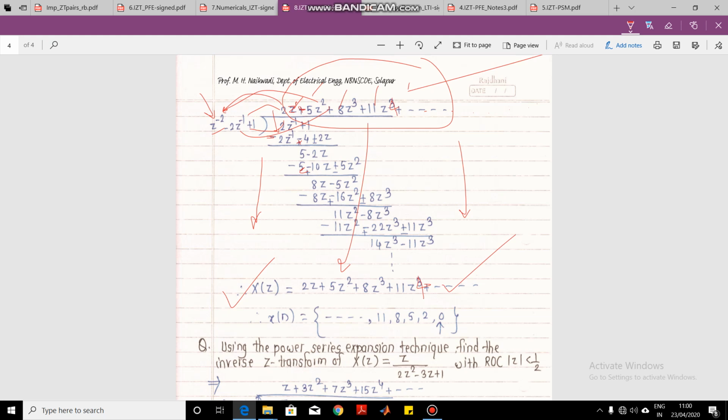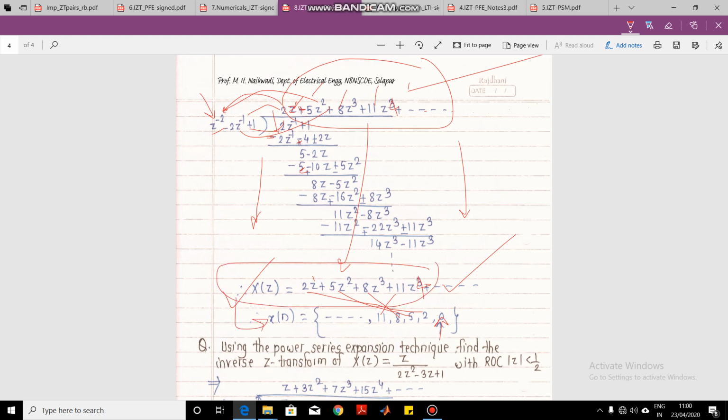So our fourth coefficient, starting from here 0. First is z raised to 1, so 0, because there is no constant here, so I write here 0. Then the first power of z is 1, so I write here 2. Then this is 5, then this is 8, and this is 11, and so on. Since this is an anti-causal signal, I will start from here. This is a simple thing: this is the given z transform, and you have to write the inverse z transform.